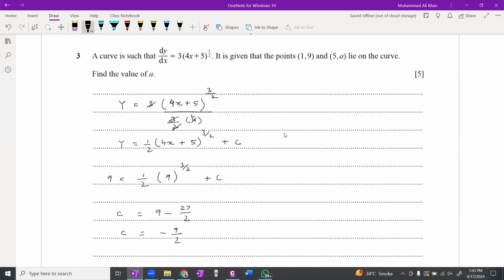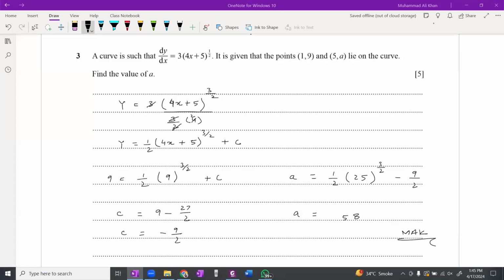And after that, we have to calculate the value of A. Just substitute 5, A and c in the equation of the curve. So in place of y, we replace y by A. Half, what is the value of x? The value of x is 5. 4 fives are 20. 20 plus 5 is 25, power 3 upon 2. And what is the value of c? The value of c is minus 9 over 2. So according to this, the value of A is 58. A question of 5 marks is not a difficult question.